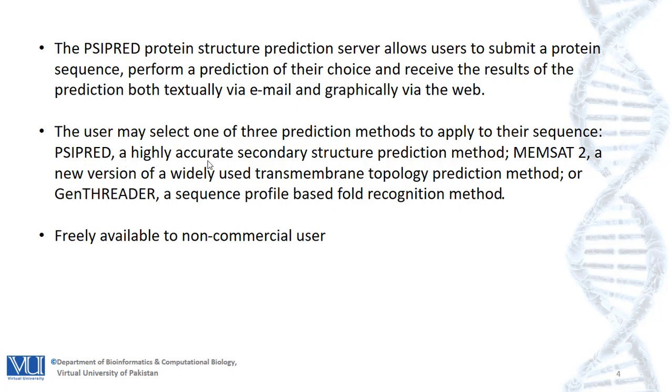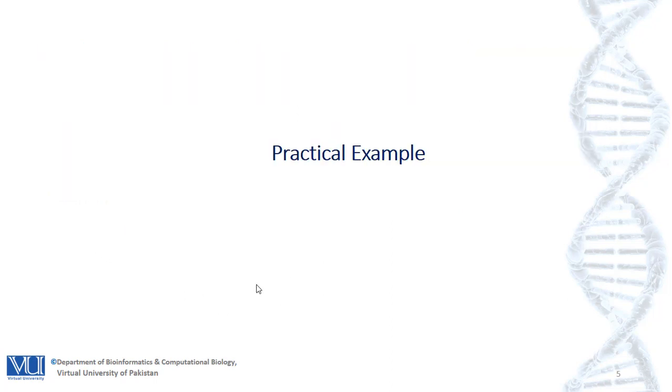PSIPRED is a highly accurate secondary structure prediction method. The other one is MEMSAT2, which is a new version of the widely used transmembrane topology prediction, and the other one is GenTHREADER, which is a sequence profile based fold recognition method. So you can use these methods with this tool, and it is freely available for non-commercial users. So let's have a look at some practical example.